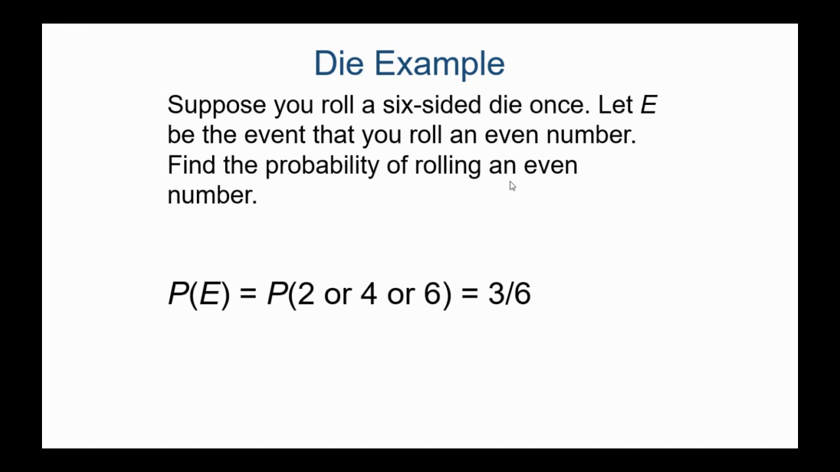Now, typically you would reduce this. I did not here just to illustrate that the 3 is the number of outcomes in E. We have a 2, a 4, or a 6. And the 6 is the total number of outcomes you could have. So N.